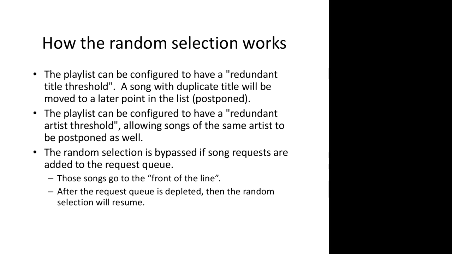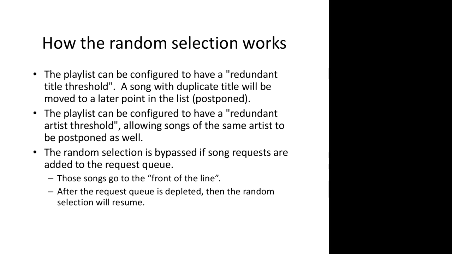And so now, in addition to that, there's a few additional configurations that you can do. You can set a redundant title threshold, and basically what that is: how many songs do you require to go by before a song with the exact same title will be allowed to be played. And so if a duplicate title song comes up in the random selection too soon, according to this threshold that you configure, then that song will be postponed. It's not kicked out, but it gets bumped down the list to a later time.